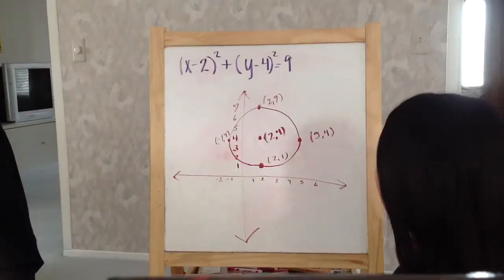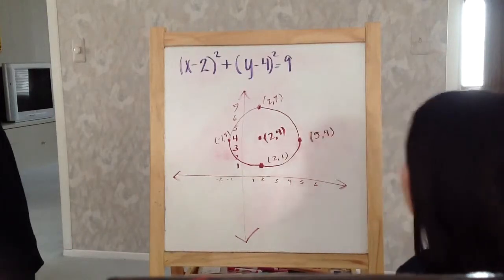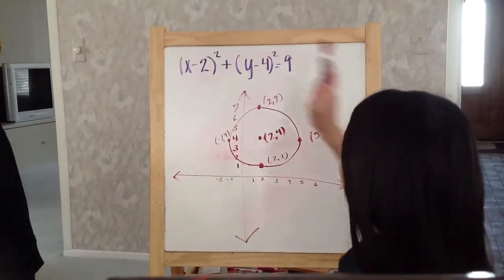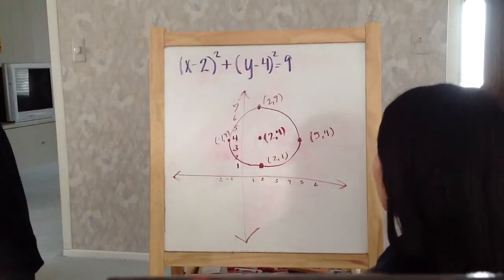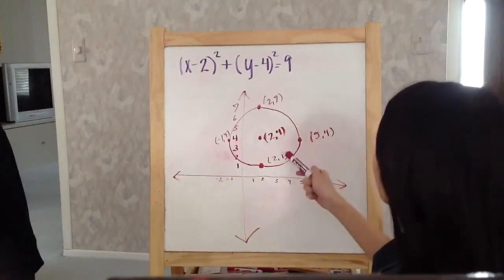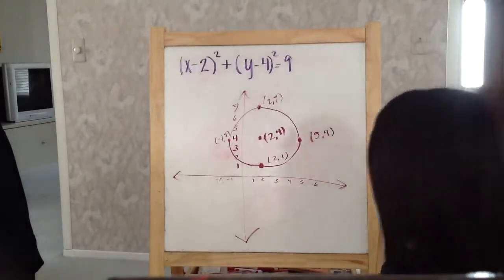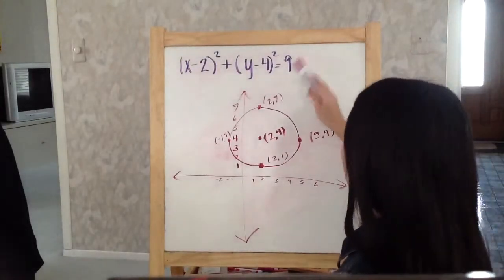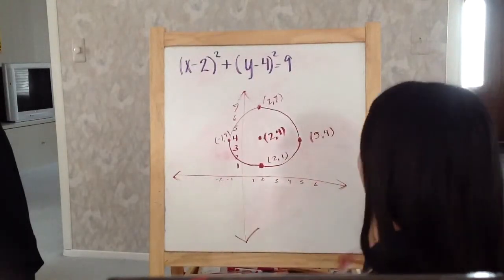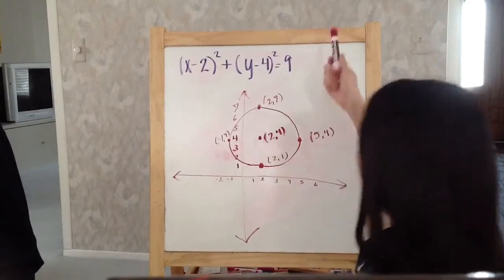Great. Okay. This is a translated circle, because h and k values have been added to the equation. Now your center is (2, 4). Next, we need to find the radius, which would be this value squared. So to get the radius, you have to square root 9, which would be 3.